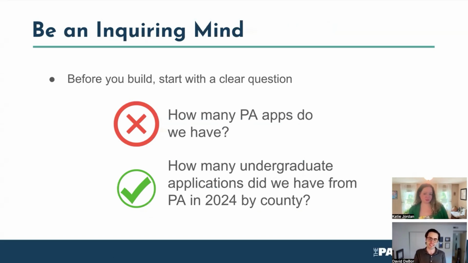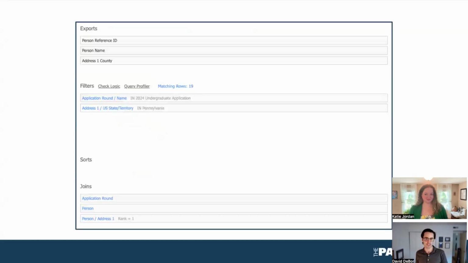But something like how many undergraduate applications did we have from Pennsylvania in 2024 by county is a little bit more focused and allows you to make sure that you're really able to understand the need and the request, and build a better query in the end. And it'll save you a little bit of back and forth. And so I have a few more examples to go through in terms of what queries look like as we're building.